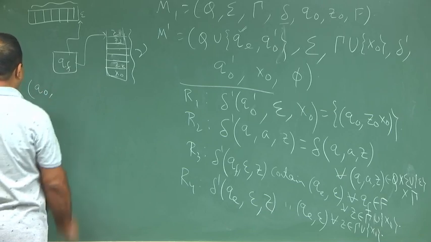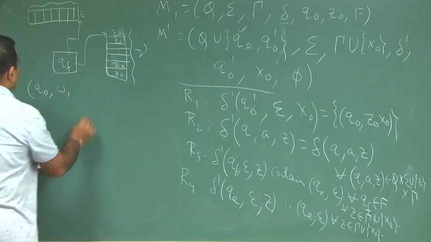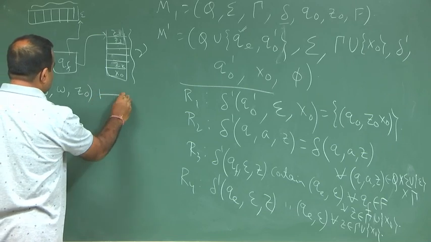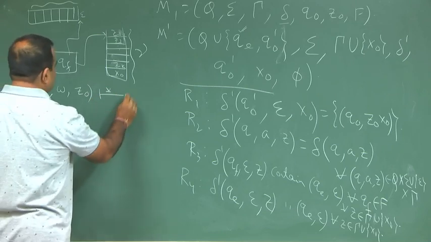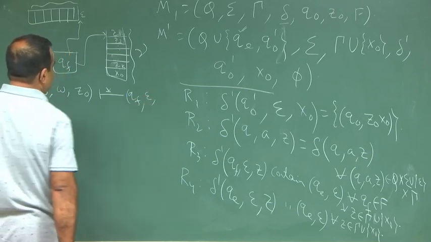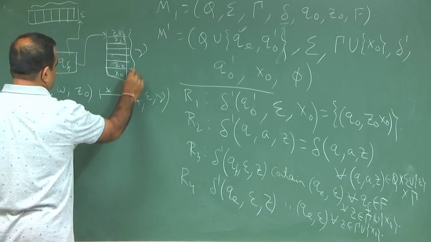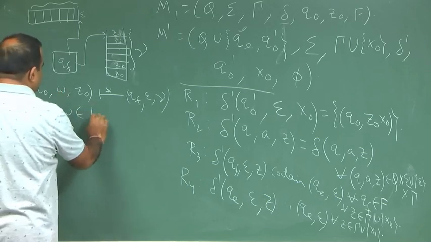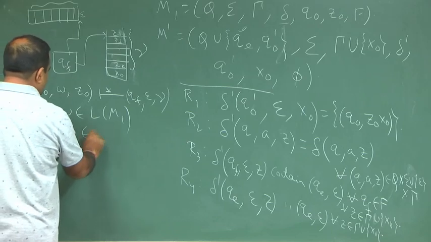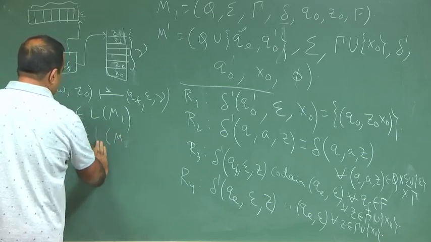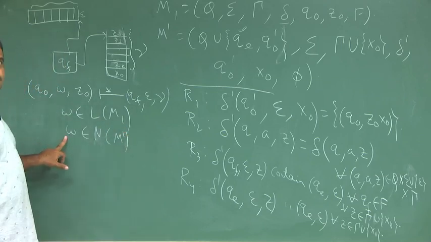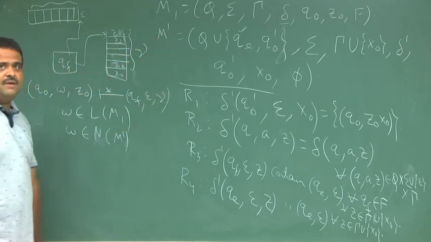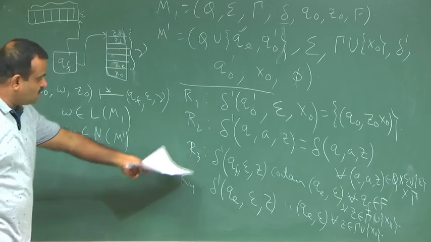So, q 0, w and z 0 will reach to some q f, epsilon, and this will be gamma. Sorry, this is gamma, up to this. Since this belongs to L of M 1, now we want this w to belong to N of M prime. That means this w should be a string which is accepted by this new PDA by means of empty stack. So, how will this transition help us?